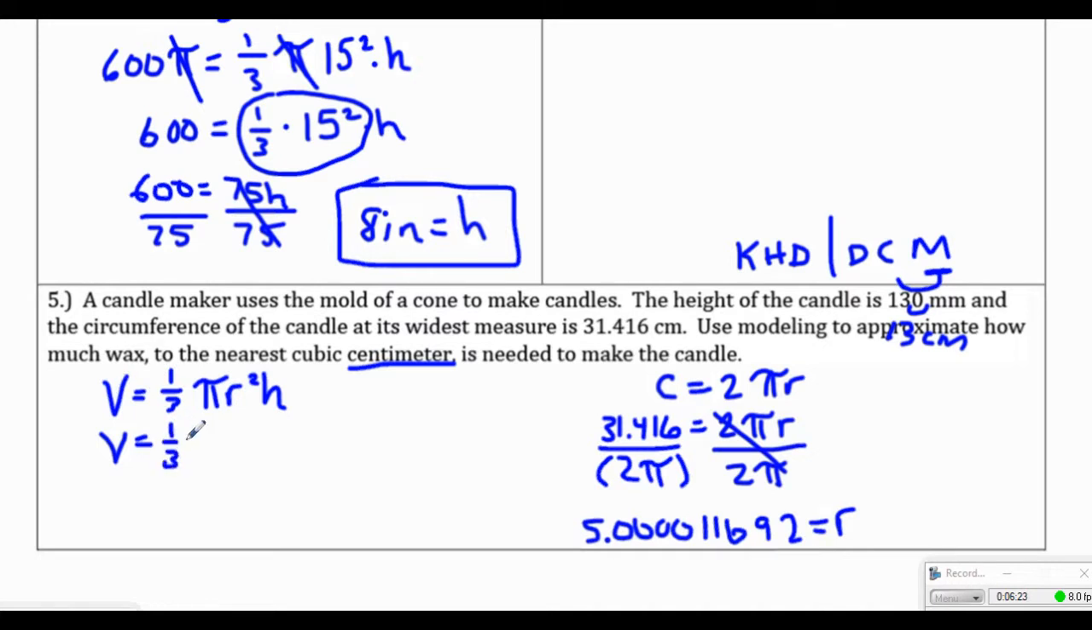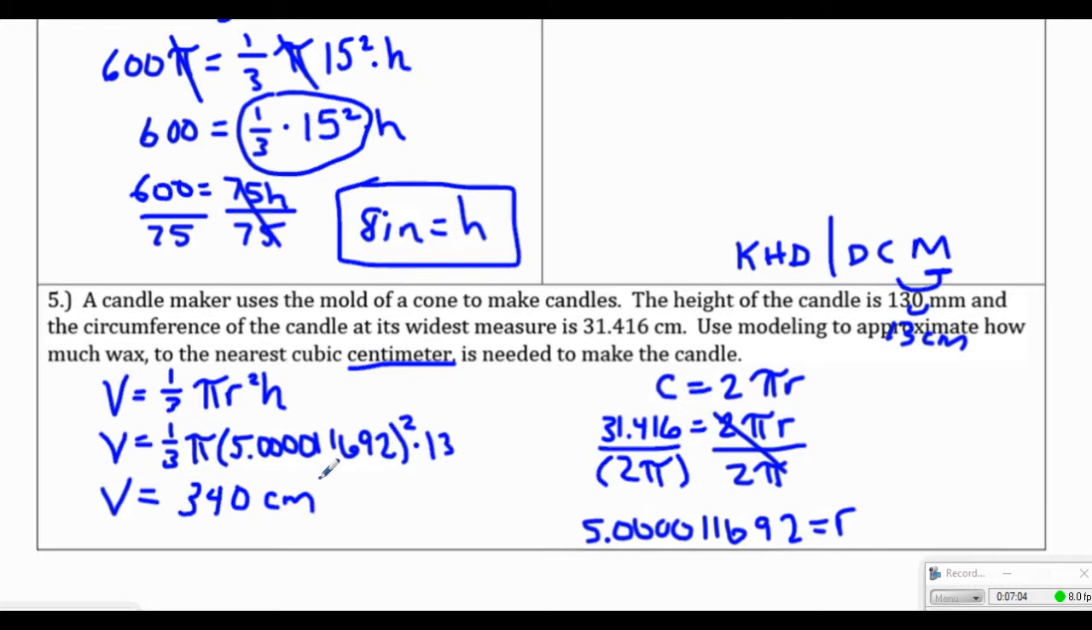And now we can use that answer and substitute in for r. So now I'm back in the volume formula again, okay? So the radius was that number we just found when we used the circumference formula. Okay, so I'm typing this all in for r. It's r squared. The height, remember, we converted it from millimeters to centimeters, and we got 13 for the height. And the question says to the nearest cubic centimeter. So type everything in, including the pi. And I get, what do I get? I get 340. So the volume is 340, and it says cubic centimeters. So centimeters cubed.